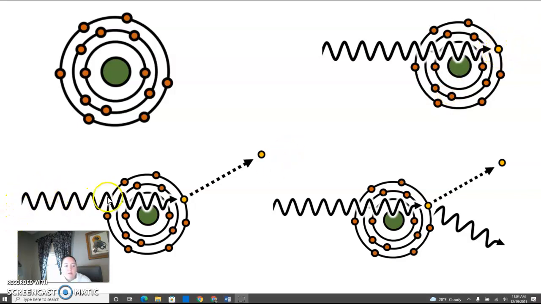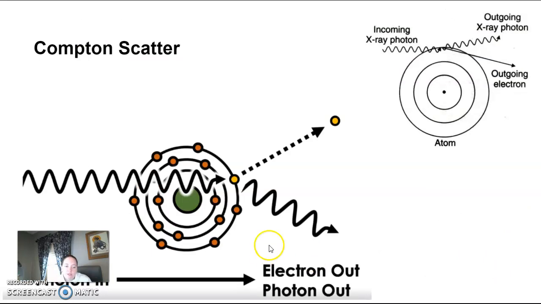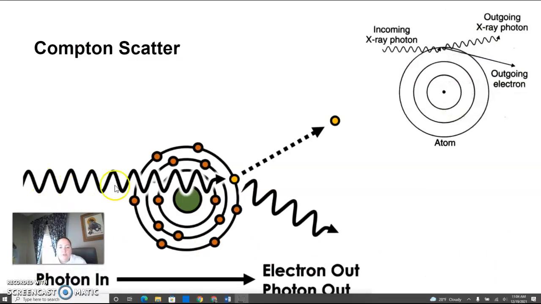Here's my photon wave coming in, hitting my outer electron, knocking it out. It's also producing a lower energy wave going in a different direction. Scatter goes in different directions, so this is going to be your Compton scatter. Compton scatter is photon in, electron out, photon out. What if you're given this picture? It looks a little bit different, but it's the same thing: photon in, outer shell, one electron, one photon.